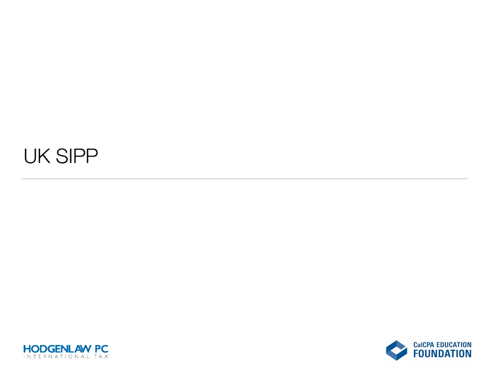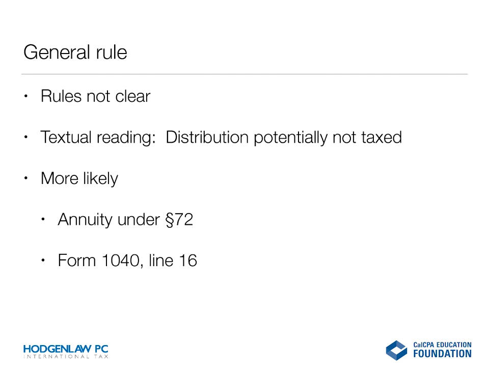How about the UK SIP? Well, the rules are not very clear. There is kind of a cute text reading where the distributions are not taxed, but don't use it because that almost certainly won't work. But the most likely result is distributions will be taxed as an annuity under Section 72 because of the treaty protection, and again, line 16 of Form 1040.